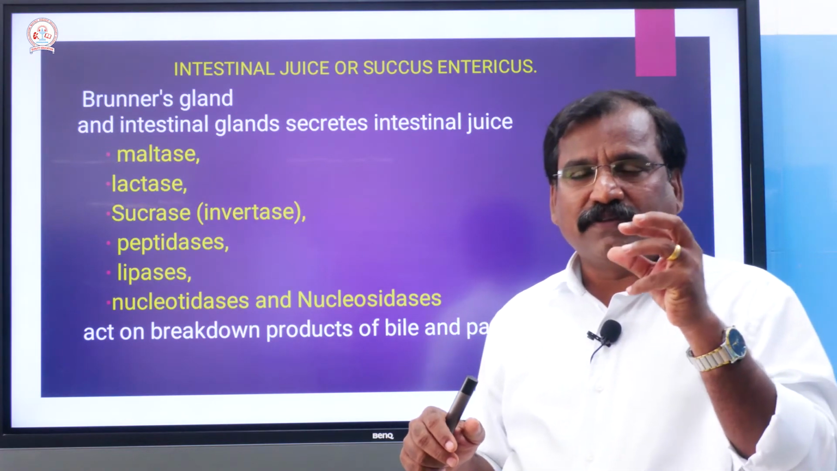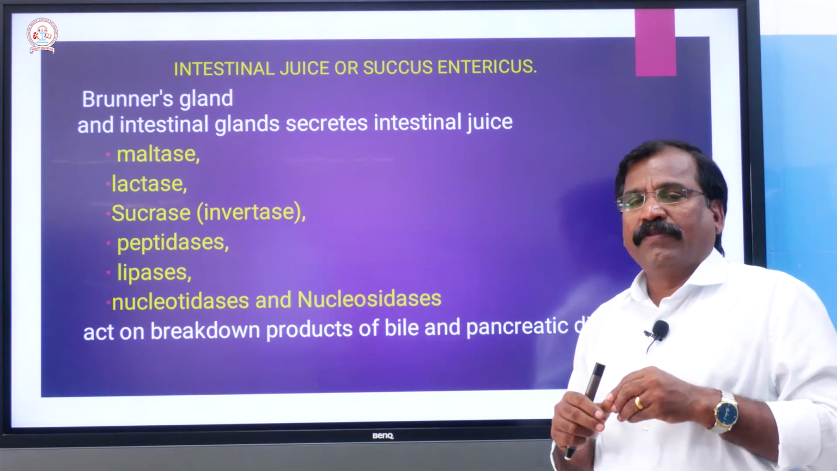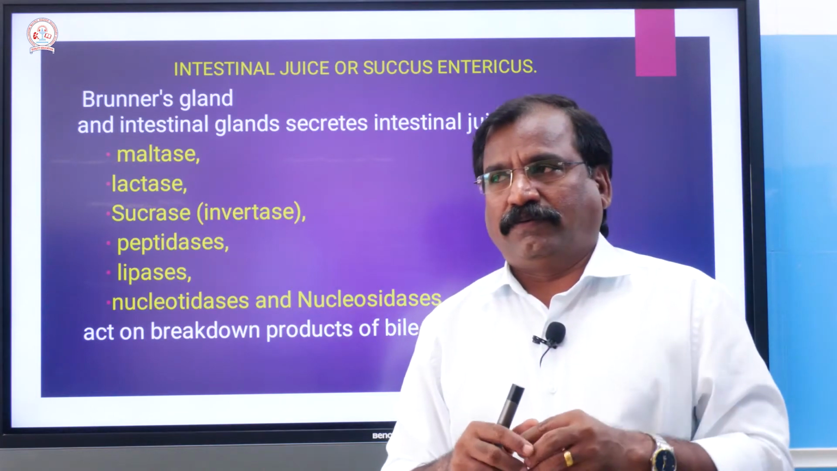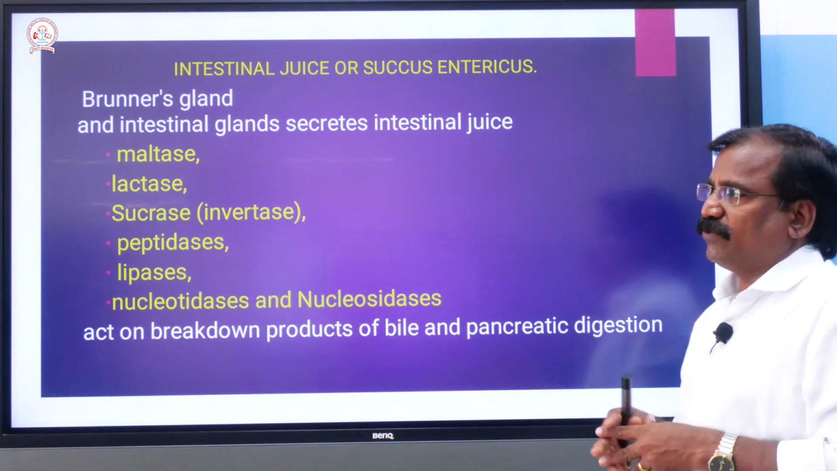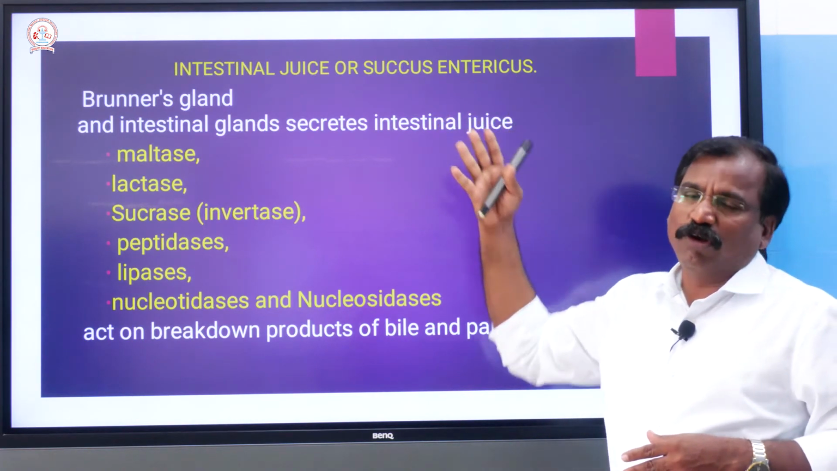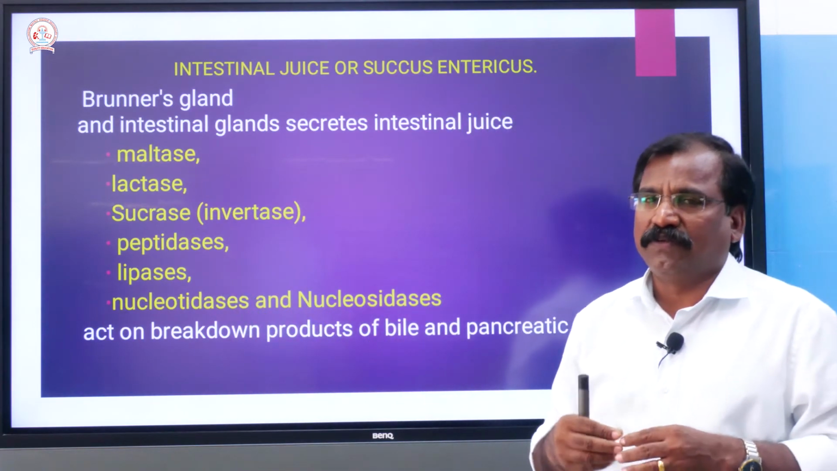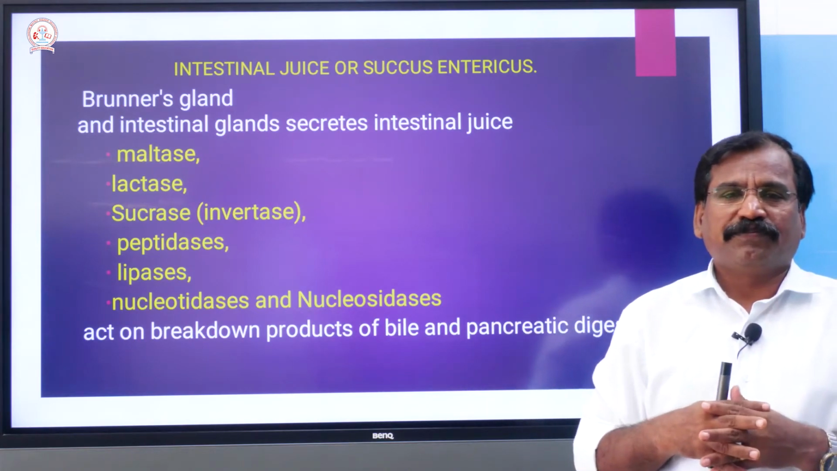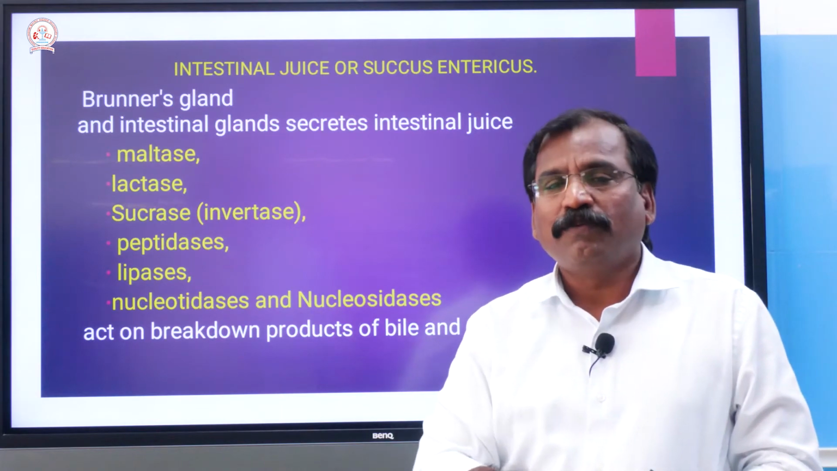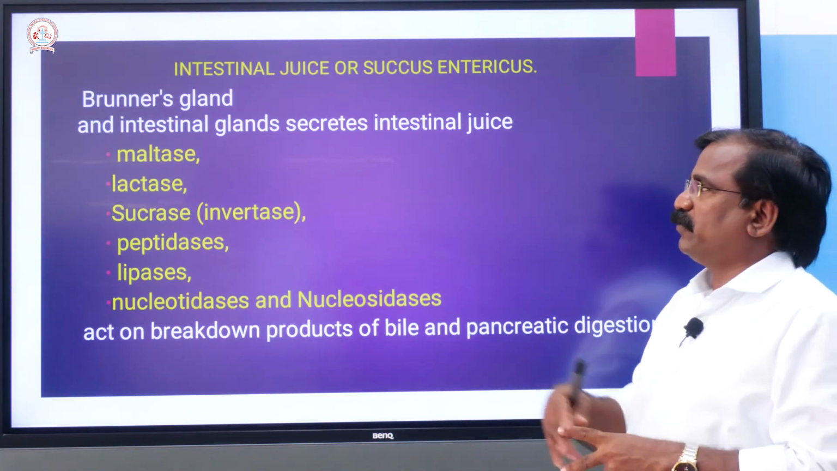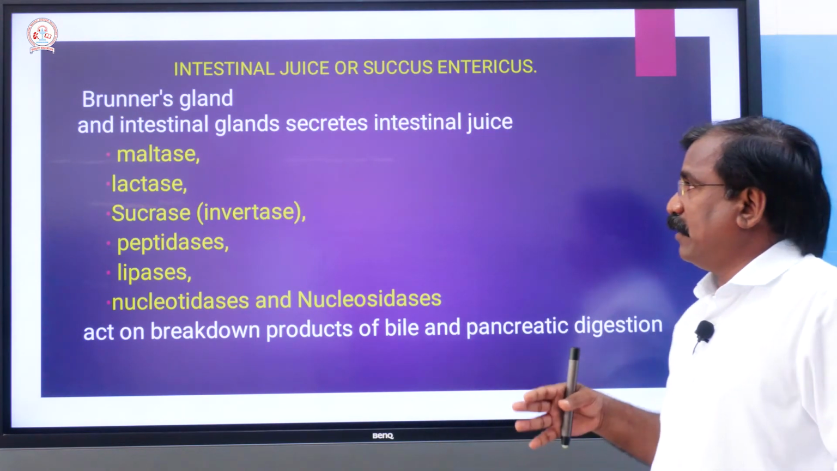So far we have discussed the function of the pancreas, the pancreatic juice. The next is the intestinal juice, which is also known as succus entericus. The walls of the intestine also possess a group of secretory glandular cells called crypts of Lieberkuhn, which secrete the juice called intestinal juice or succus entericus.